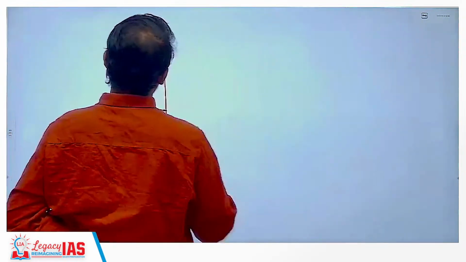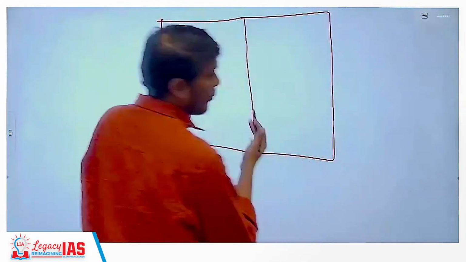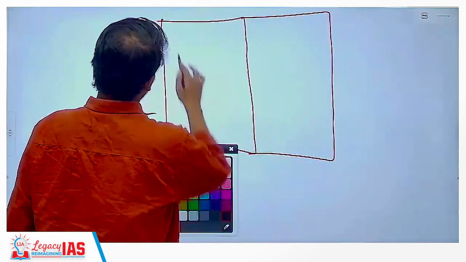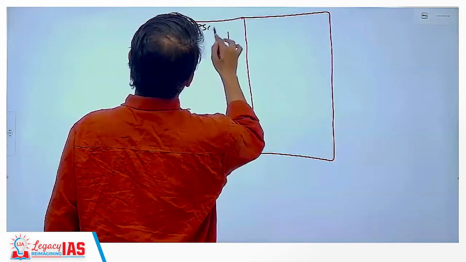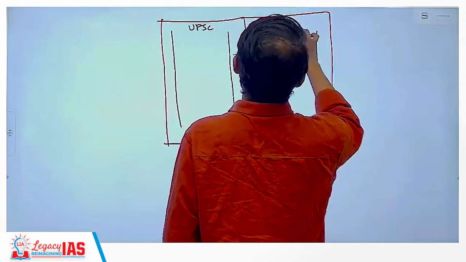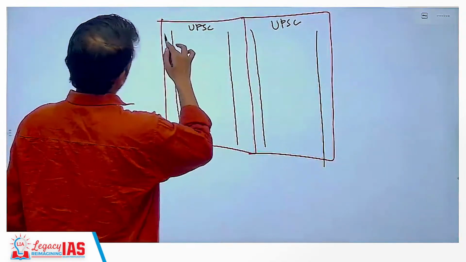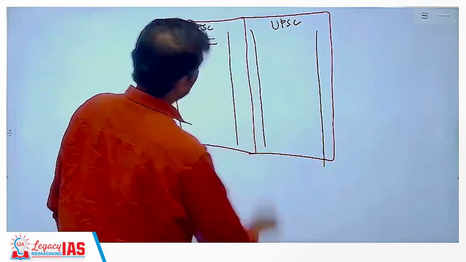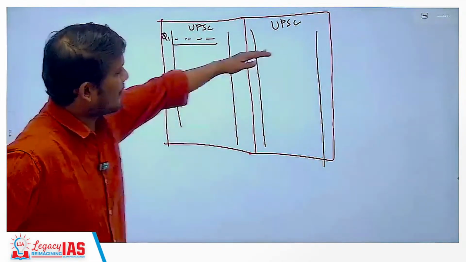So if this is the booklet you open, this is one side, this is another side. So of course, as you mentioned, there would be this margin and all, and UPSC would be written over here. This is margin and UPSC is written over here. So if this is the starting point, if this is your question 1, so question 1 would be written. Okay, and you would be given space.